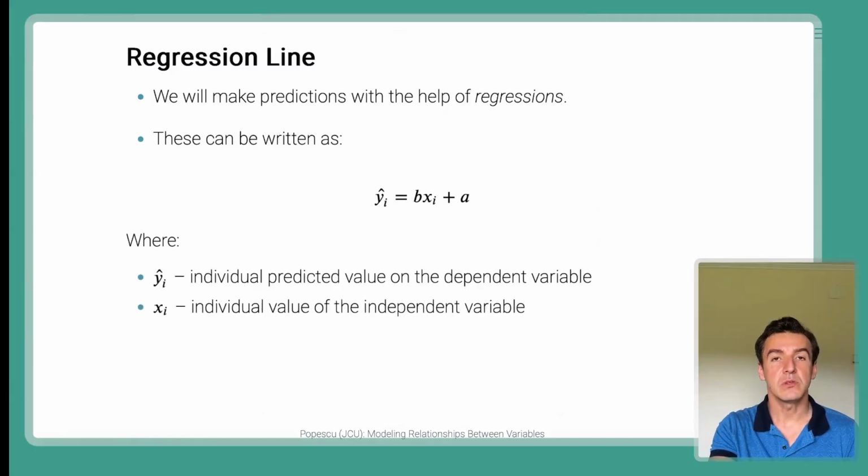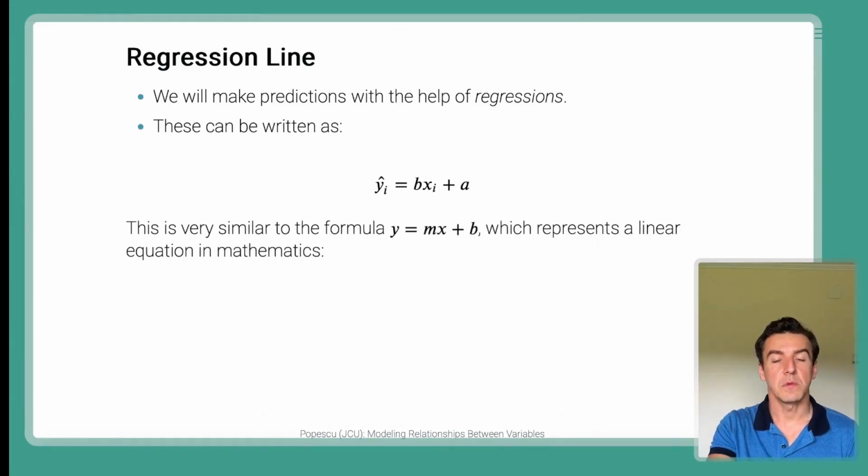xi are the individuals. This tiny circumflex, this tiny hat, is read as predicted values. So we have the individual predicted values on the dependent variable, and xi is the individual value of the independent variable.